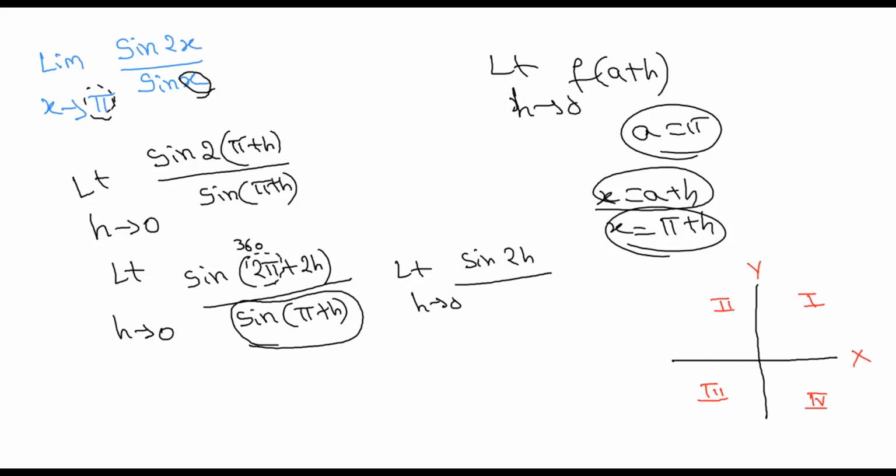In the first quadrant, all trigonometric ratios are positive. In the second quadrant, S, that is sine. Now in the third quadrant, tan. Remember. In the fourth quadrant, cos. What I have written, they will be having the positive values.